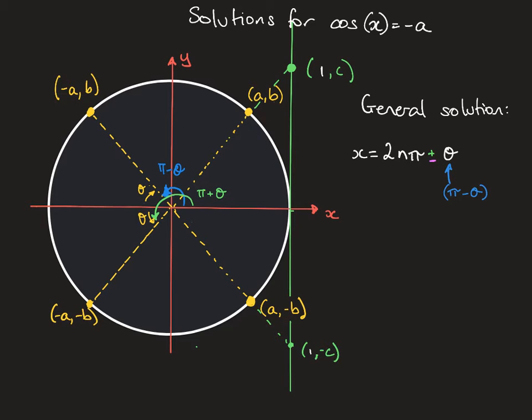So we had cos of x is equal to minus a half. And so we know our general solution for cos is 2n pi plus or minus.